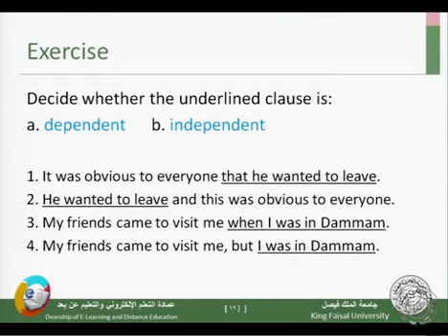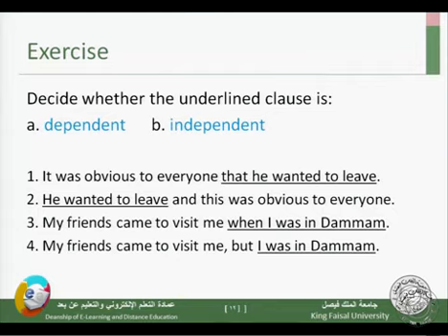So in number 2, he wanted to leave. This is an independent clause. The correct answer for number 2 is B. Number 3, my friends came to visit me when I was in Dammam. When I was in Dammam starts with a subordinator, a subordinating conjunction, and it cannot appear alone, so it is dependent. It is dependent on the main clause, so the answer for number 3 is A, dependent.